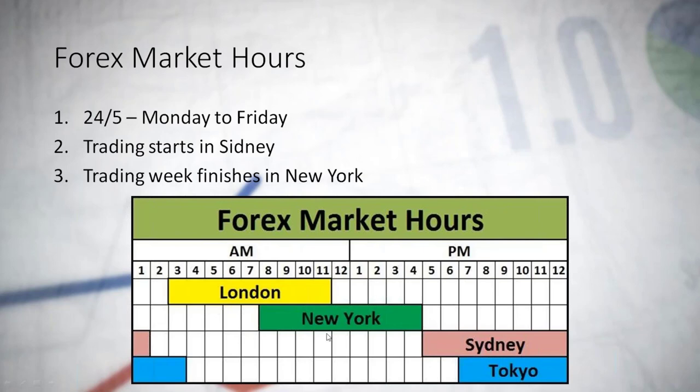So, as you see, there are some important market overlaps. The first one is the overlap of Sydney and Tokyo, which is from 7 p.m. American time to 2 a.m. American time. Then we have a 1 hour overlap from 3 to 4 a.m. American time, an overlap between Tokyo and London. Then London is by itself for about 4 hours. And then we have the London, New York market overlap, which goes from 8 o'clock to 11 o'clock.